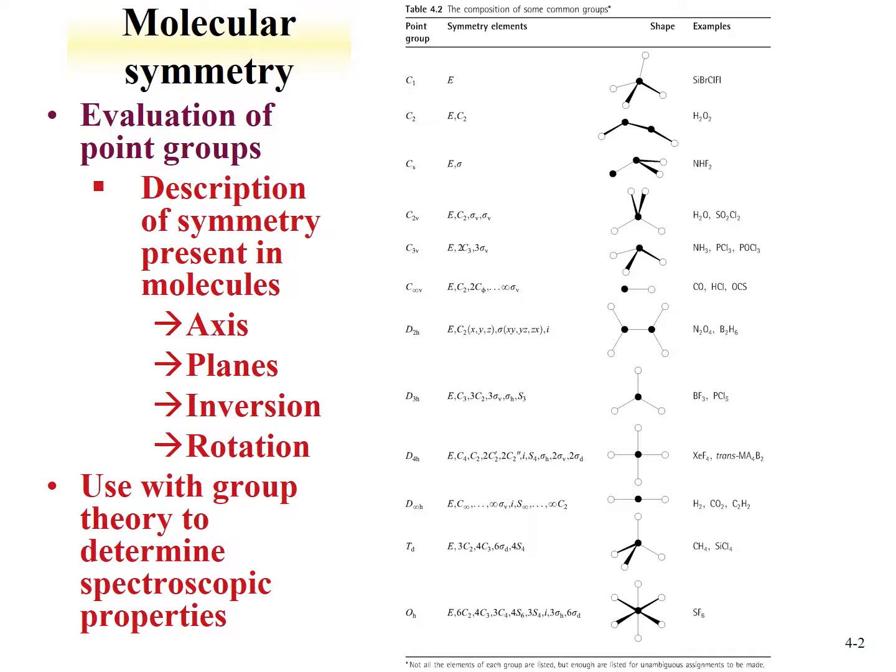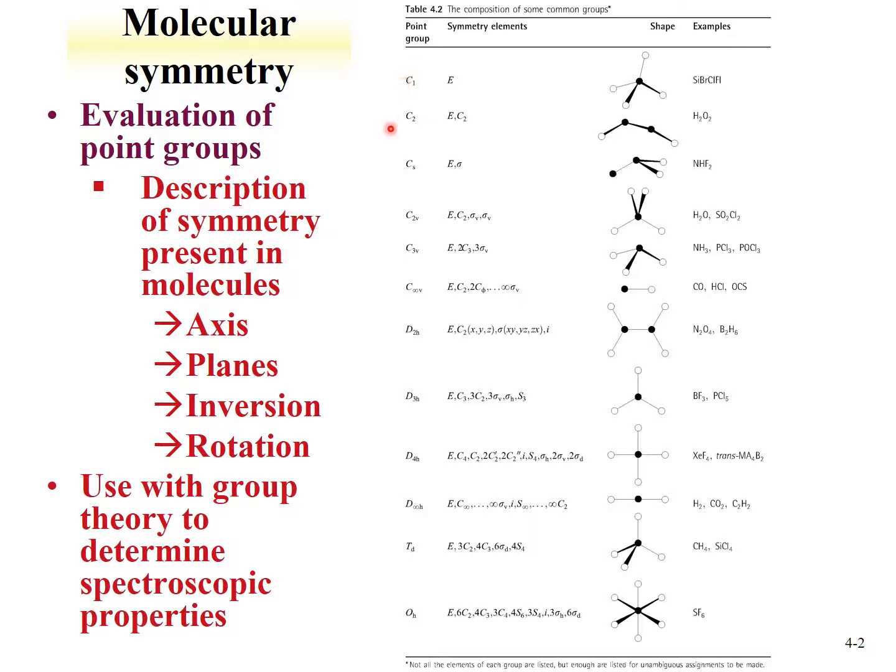One of the first things we'll talk about within this lecture is molecular symmetry, primarily the evaluation of point groups. When we talk about coordination numbers, we'll show the relationship between coordination numbers and point groups. These point groups are a description of symmetries present in molecules, and the symmetries can be along the axes, planes, an inversion symmetry around a center of the molecule, and rotational symmetry. The importance of these point groups is they can be used with group theory to determine spectroscopic properties.